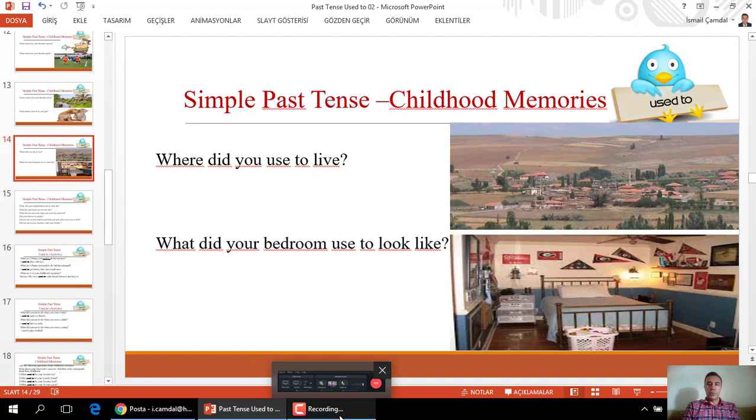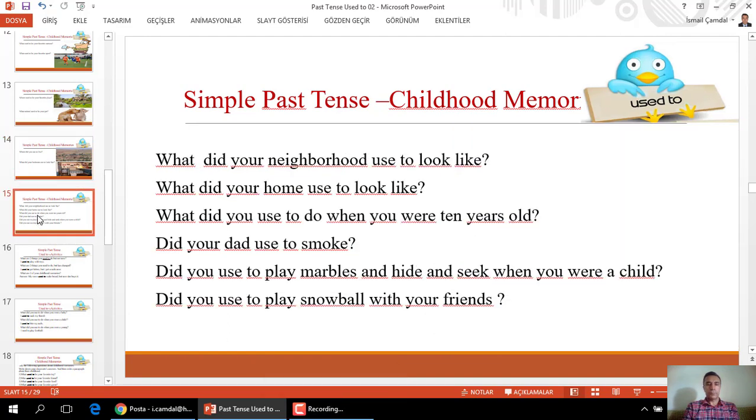What did your bedroom used to look like? What did your neighborhood used to look like? What did your home used to look like? What did you used to do when you were 10 years old? Did your dad used to smoke? Did you used to play marbles and hide and seek when you were a child? Did you used to play snowball with your friends?